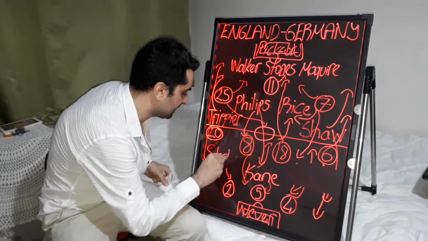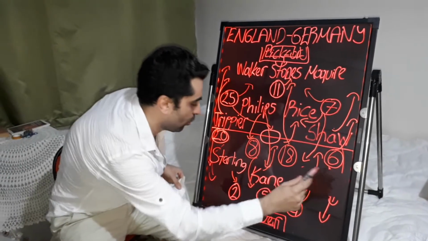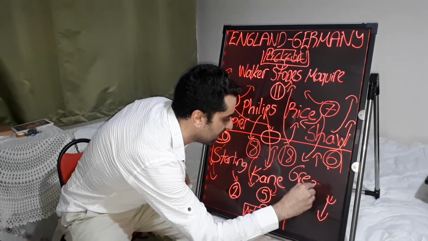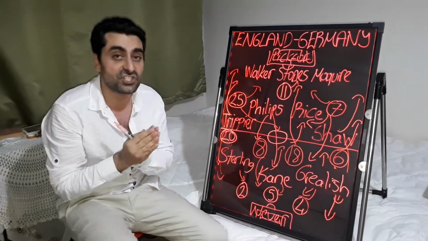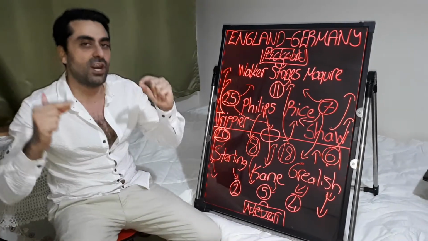Sterling played here like this, and Jack Grealish played on the left forward. Jack Grealish played here like this, and after Jack Grealish got onto the pitch, England found the goal.